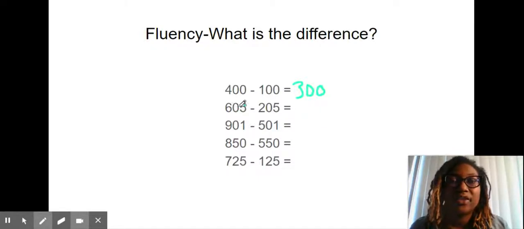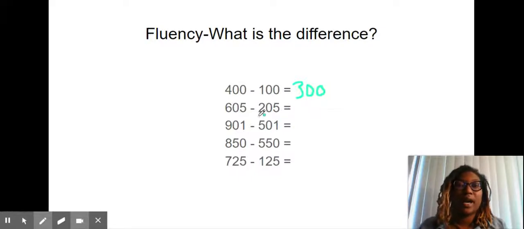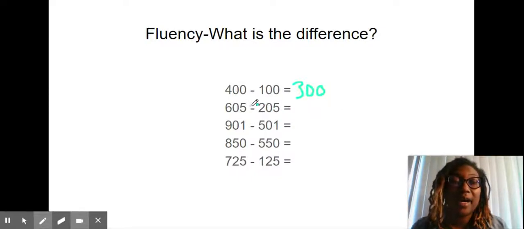So now I have 605 take away 205. In my ones place, I have 5. 5 take away 5 is 0. My tens place has zeros. We know that's still 0. 6 take away 2 is 4. So that answer would be 400.